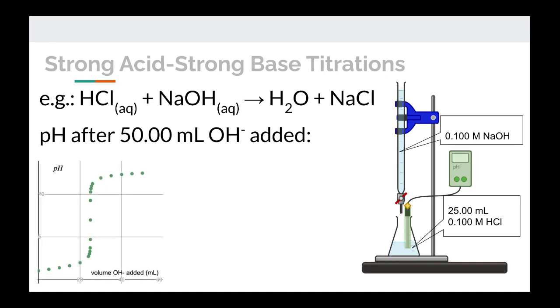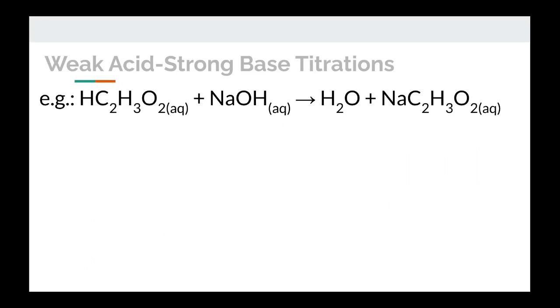So you can see that the pH rises in kind of a linear fashion from a very low pH, and then as it gets near the equivalence point, it shoots up very steeply, and then after the equivalence point, it starts to taper off, continuing to get higher pH, but not at as quick a rate as it did near the equivalence point. Now let's look at a weak acid strong base titration.